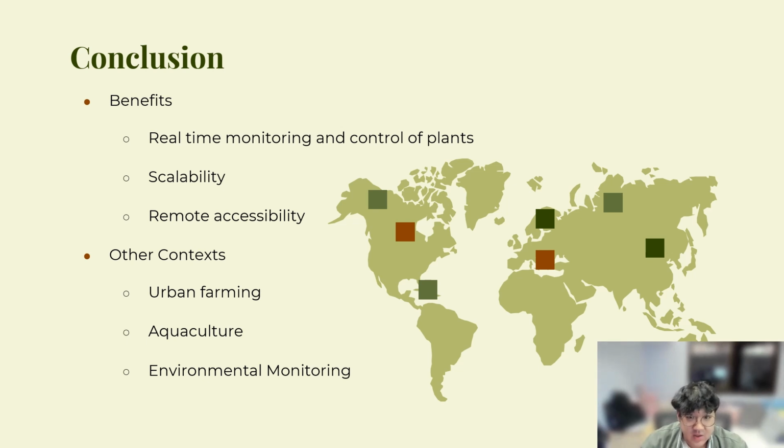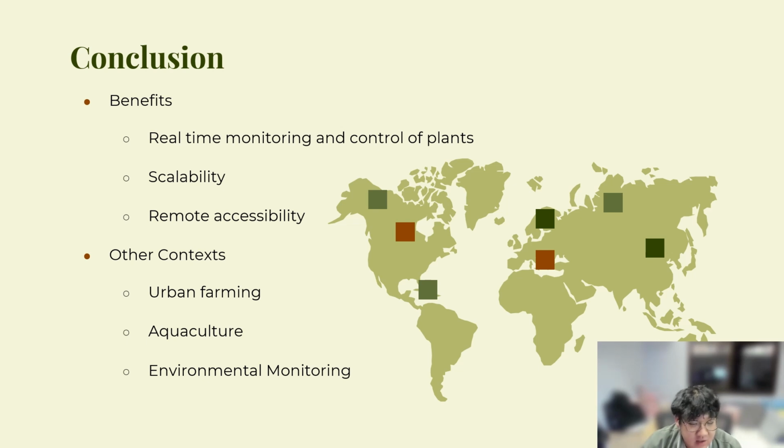Then scalability. Because of our system's use of MQTT, a lightweight messaging protocol, this means it can be scaled to accommodate more sensors or control additional devices without significant changes to the infrastructure. Then remote accessibility. Because we chose to use Django for our application server alongside a dashboard interface, this means that users can access real-time data and system controls remotely, promoting convenience and flexibility.